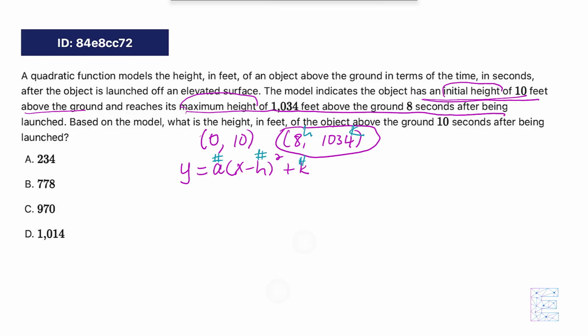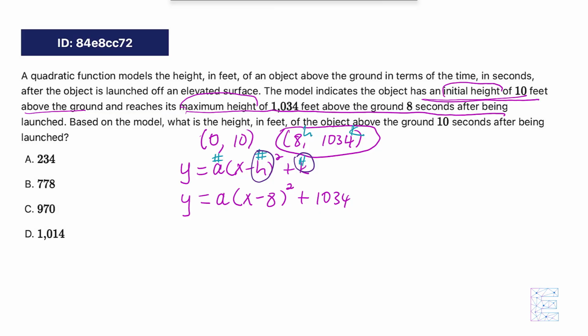Okay, so with that said, let's go ahead and plug in what we do know. A, x, you always switch the sign of h. We had a positive 8, so I'm going to write in minus 8 squared plus the k value, which is 1,034. So good news is we found 2 of the 3 things that we needed. We needed k, we have it. We needed h, we have it. But what about a?